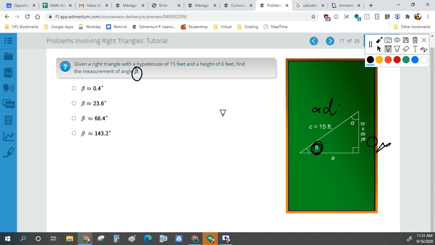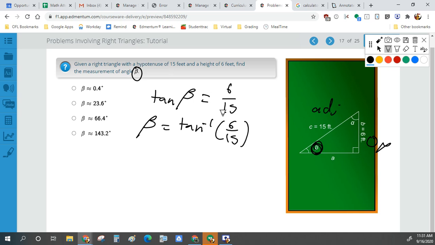So that means opposite and adjacent, this has to be tangent. So we're going to do tangent beta equals 6 over 15. But in order to get rid of this, we're going to have to find the inverse. So in other words, beta is equal to the inverse of 6 over 15. I know I could have done it the other way around, but I wanted you guys to see the relationship here between these two.